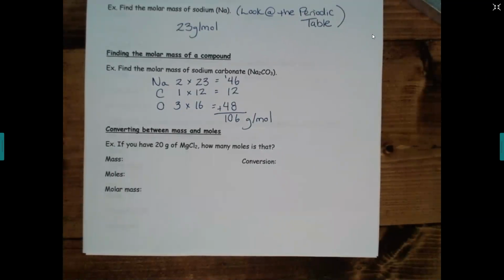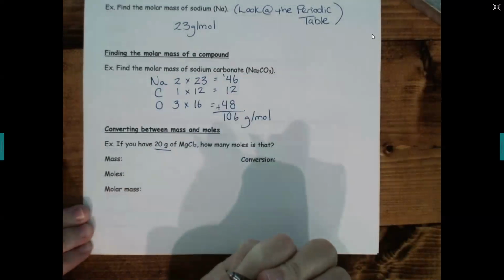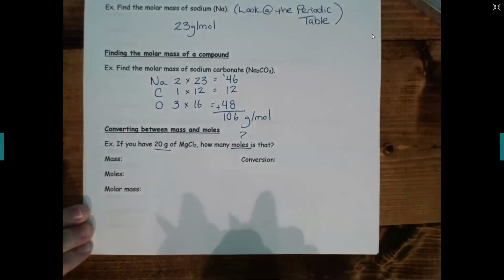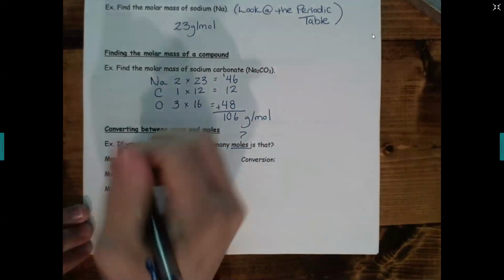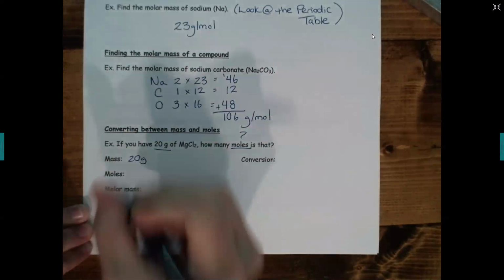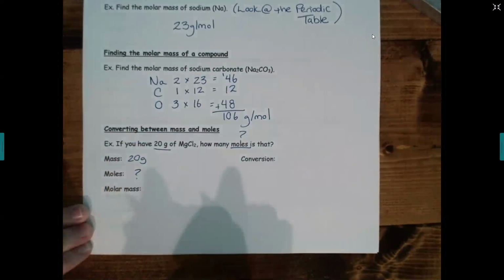So we're going to be setting up a dimensional analysis problem. But first we need to identify, what do we know? What do we not know? What are we looking for? So we know that we have 20 grams. We don't know how many moles that is. That's the point of the problem. So next to mass, you can go ahead and write 20. Next to moles, we're going to put a question mark.